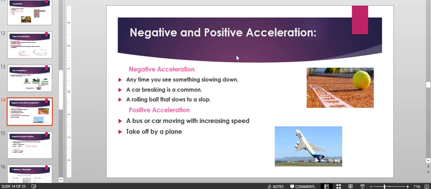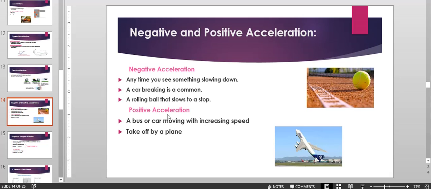Other types of acceleration are negative and positive acceleration. Negative acceleration is anytime you see something slowing down. For example, a car braking is a common example, or a rolling ball that slows to a stop. So as the speed of the object is coming to zero from some fixed speed, such types of acceleration are known as negative acceleration.